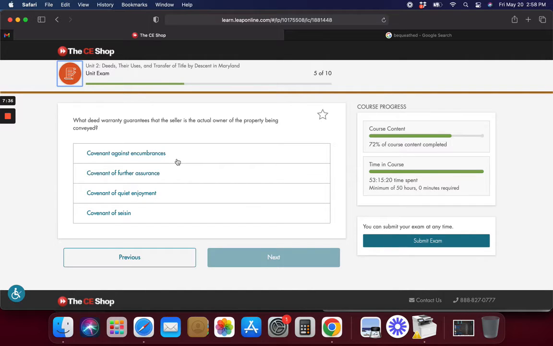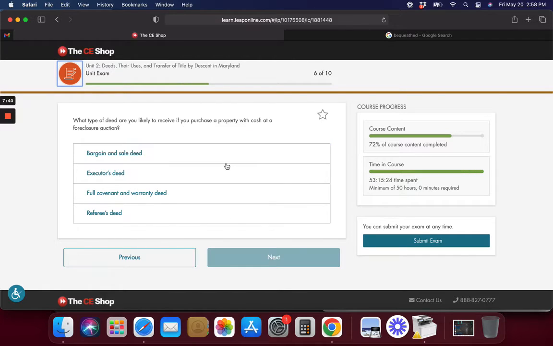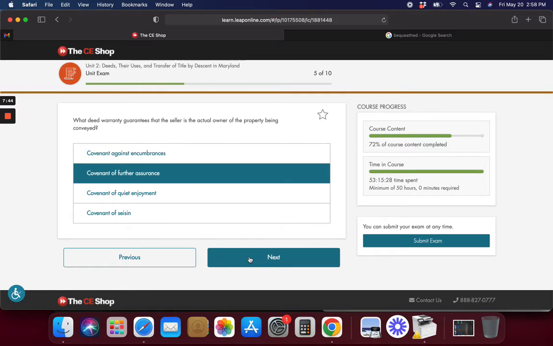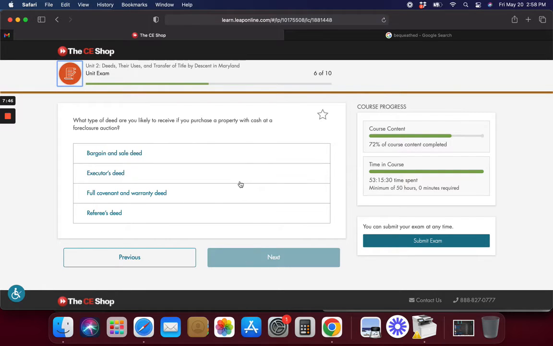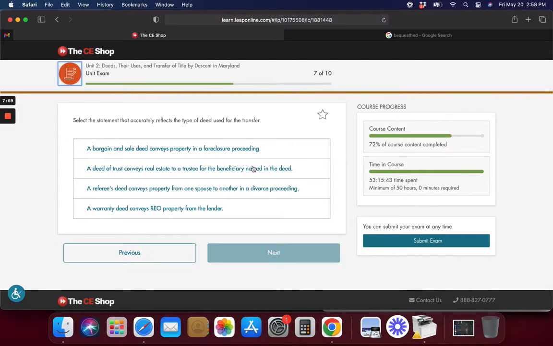Okay, what deed warranty guarantees that the seller is the actual owner of the property? Being conveyed. This one maybe? It could be further assurance. Might be that one. I don't know. We'll see. All right, what type of deed are you likely to receive if you purchase a property with cash? Could be this one too. Bargain and sale deed. All right.